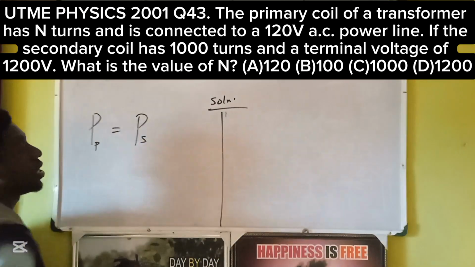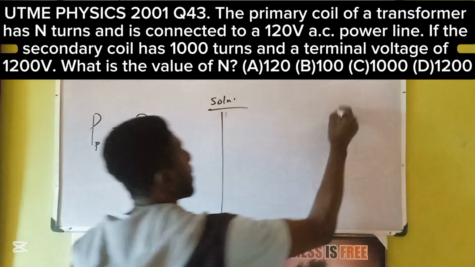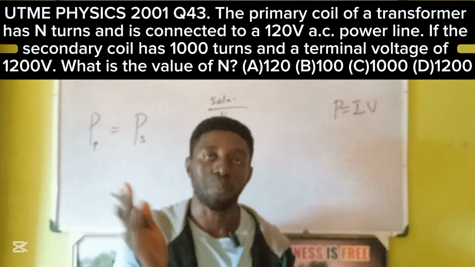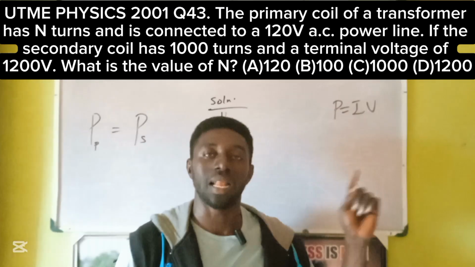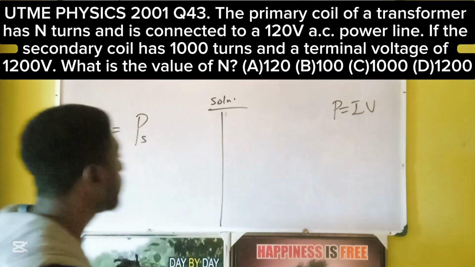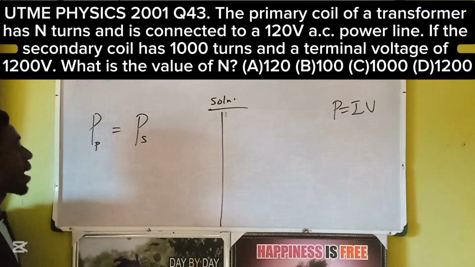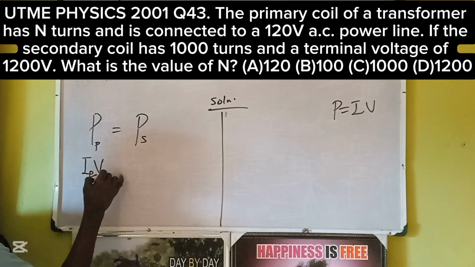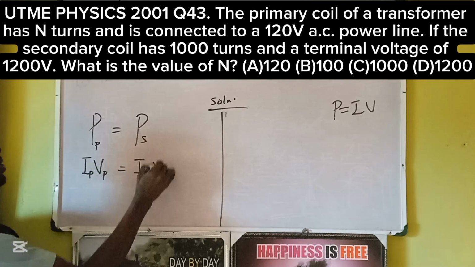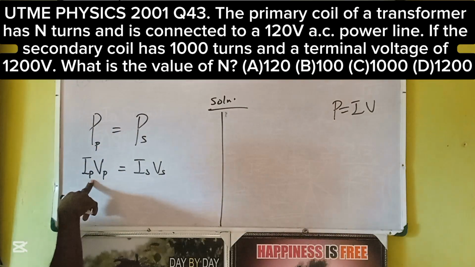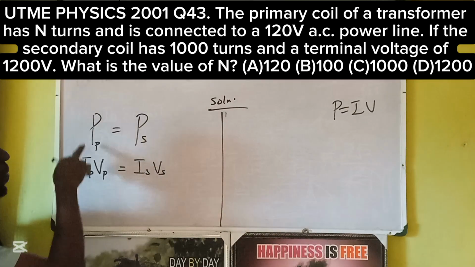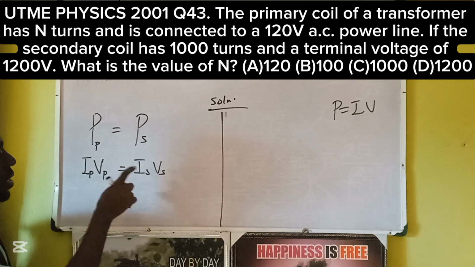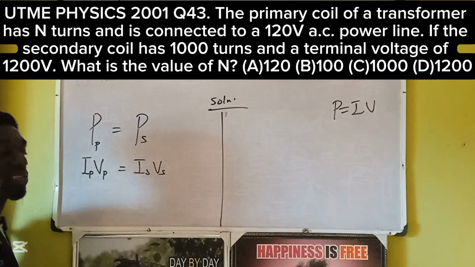Okay, observe. In the electrical world, power is equal to IV, current multiplied by voltage. I can now say I in primary, V in primary is equal to I in secondary, V in secondary. This is the same thing as power. Current times voltage is power. So current in primary, voltage in primary, current in secondary, voltage in secondary.